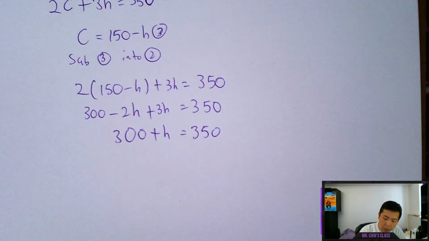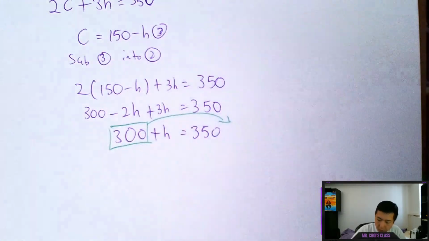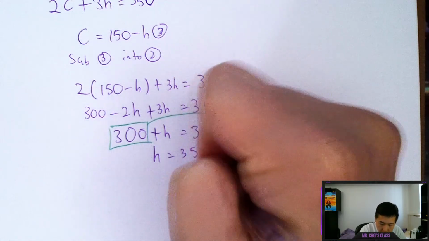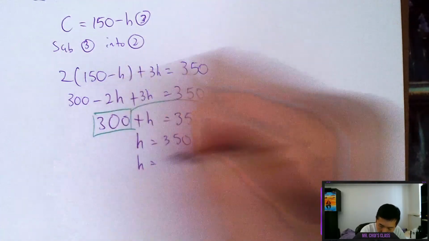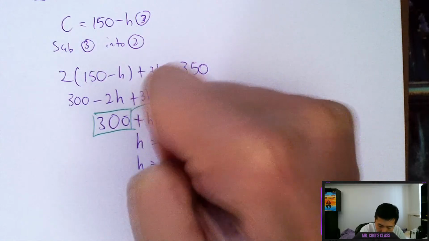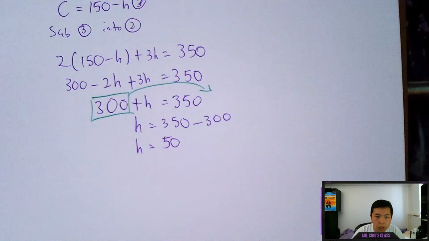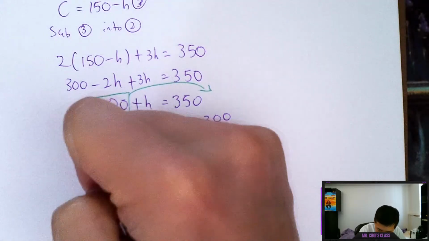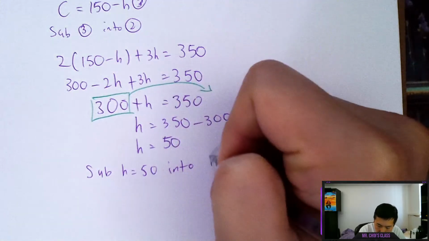Solving for H, we need to move the 300. And so that's going to get me H is equal to 350 minus 300. And so H is going to be equal to 50. And so there's our variable. So we solve for H equals 50. When we continue onwards, we're going to sub H equals 50 into equation 1.